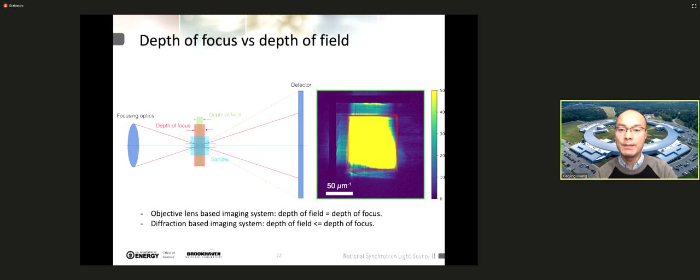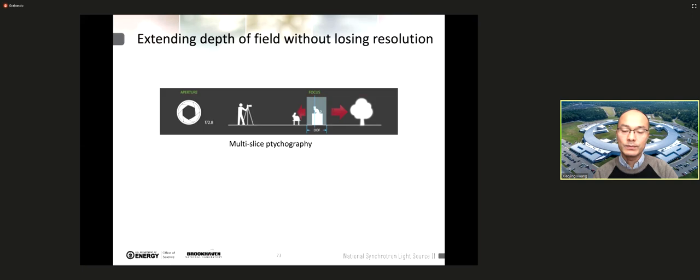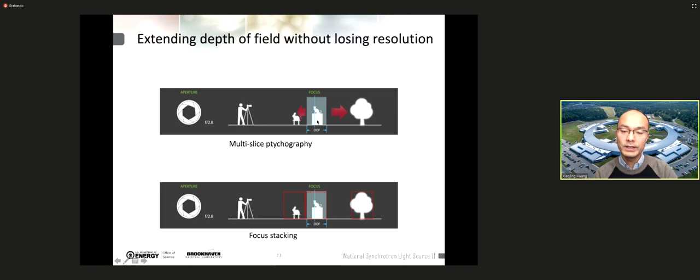Because our beamline was designed to do high resolution imaging, the question we ask ourselves is: can we extend the depth of field without sacrificing resolution? Because we still want to achieve high resolution, we want to work with optics with high numerical aperture. And with that, we explore two methods to extend the depth of field. One is multi-slice ptychography. In this technique, we can reconstruct multiple slices at different depths simultaneously in the sample. The second technique is called focal stacking.